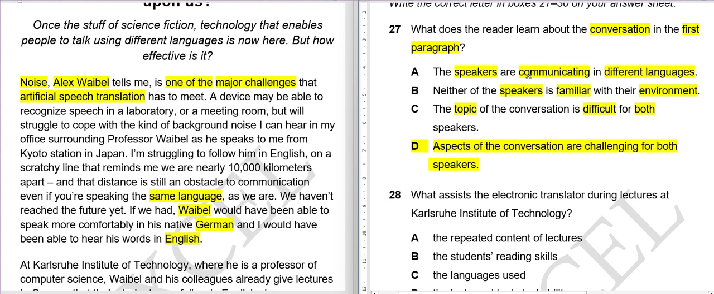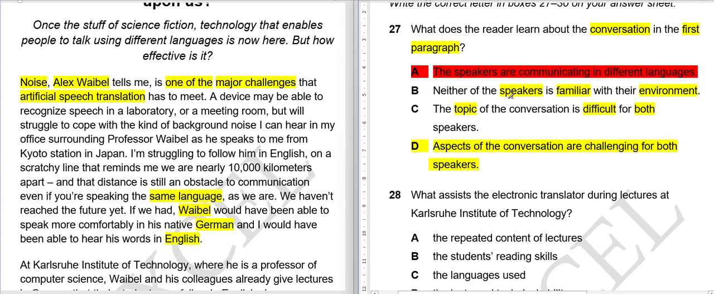A cannot be our answer because they are using the same language, and the option is saying different languages. Obviously, A cannot be our answer because we are using the same language, not different languages.